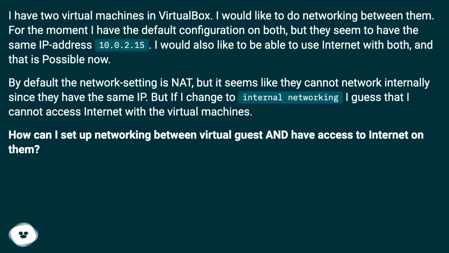I would also like to be able to use internet with both, and that is possible now. By default the network setting is NAT, but it seems like they cannot network internally since they have the same IP. But if I change to internal networking I guess that I cannot access internet with the virtual machines. How can I set up networking between virtual guests and have access to internet on them?